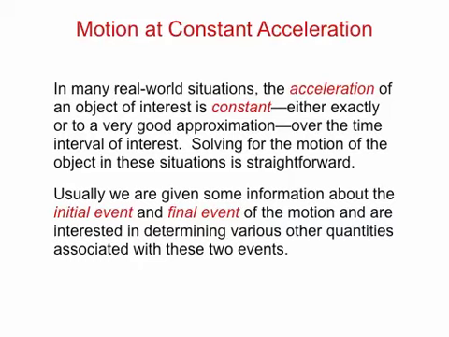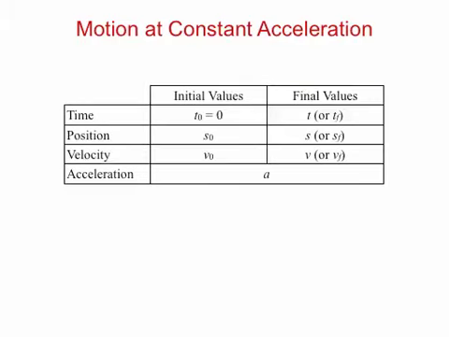Usually, we are given some information about the initial and final events of the motion and are interested in determining various other quantities associated with these two events that were not given in the problem. In general, the quantities associated with this type of problem include the time, position, and velocity of the object for both the initial and final events, plus the acceleration of the object, which is constant throughout.